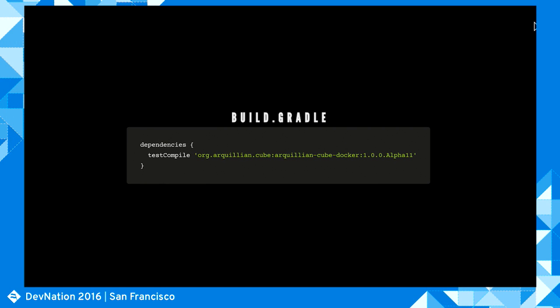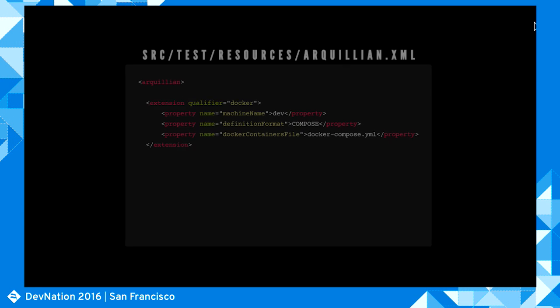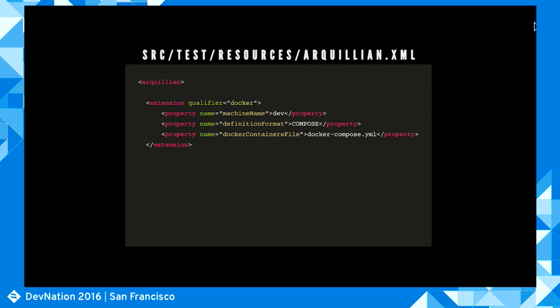Similar to the other one, let's go through the configuration. The only thing you need to add is Arquillian Cube Docker, or potentially Arquillian Cube OpenShift to have the OpenShift integration. And in the arquillian.xml, if you want to use Docker Machine, you just define the machine name. Cube came out before Docker Compose existed in a fully functional version, so there is the Cube format, which looks similar to Docker Compose, but we also support the full Docker Compose format. So you can define the format to be compose and just provide a compose file.